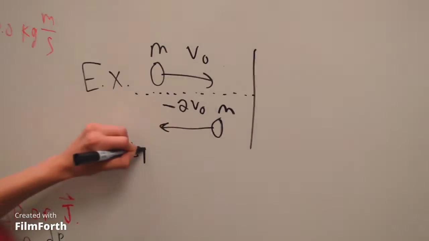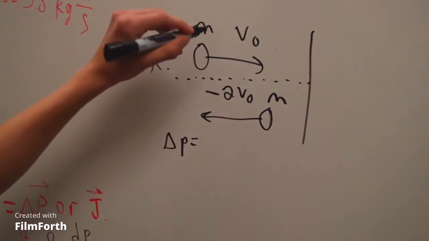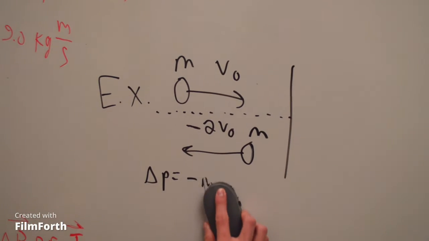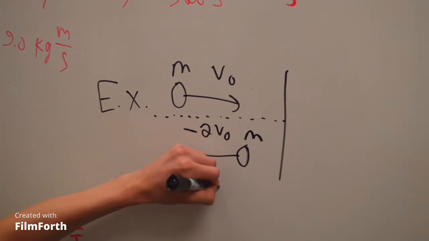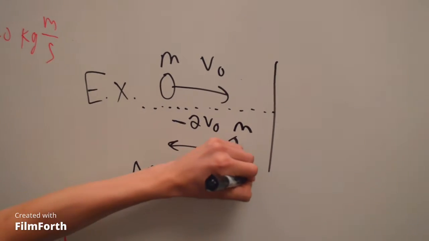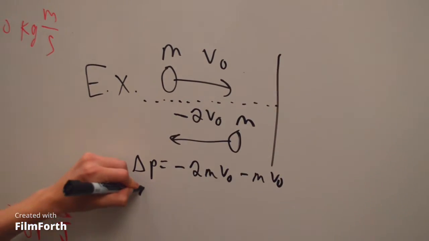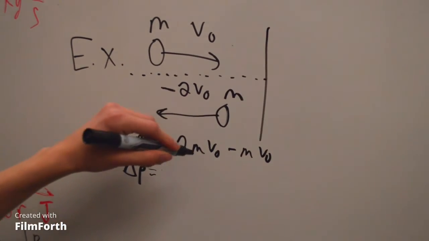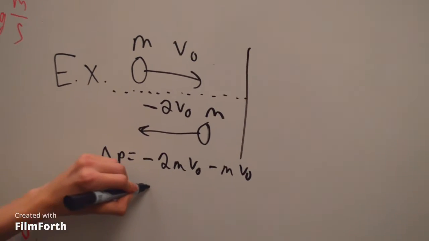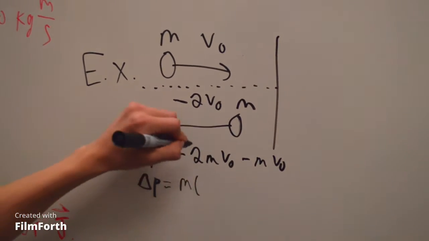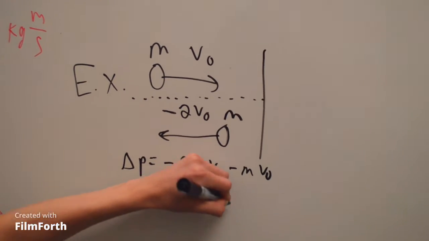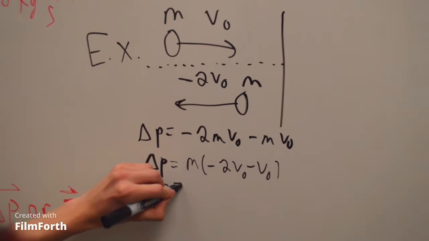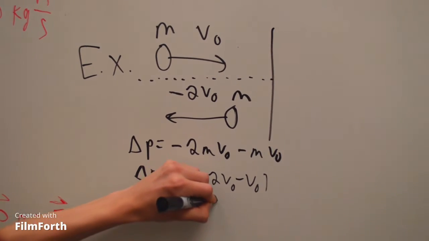Change in momentum equals the final momentum, in this case negative m times 2v initial. Let's make that a little neater: negative 2mv initial minus mv initial. So now, continuing on, we can factor out the m's as they are the same. So we get m multiplied by negative 2v initial, or v0 in this case, minus v0. Doing basic math, we get that delta P equals m multiplied by negative 3 v initial.